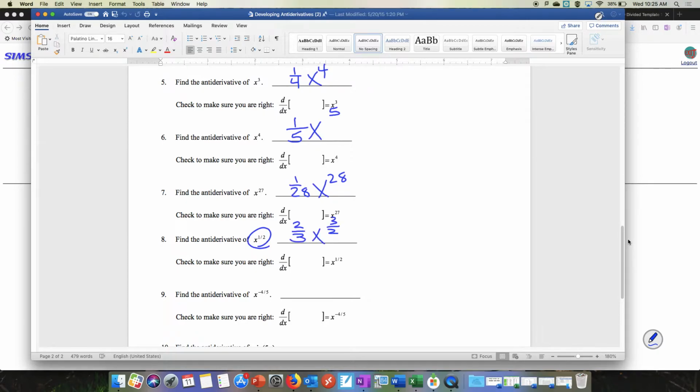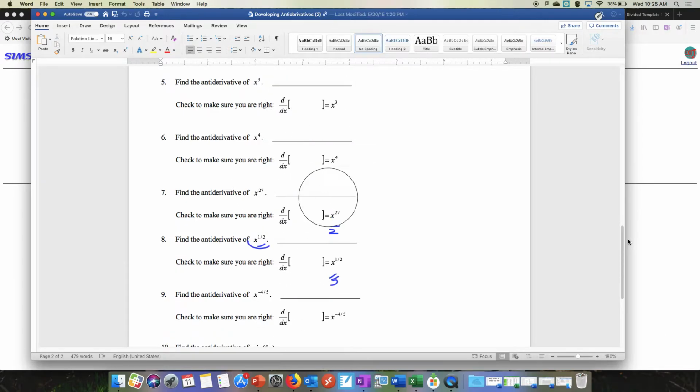Yes. Okay. The antiderivative of x to the negative 4/5. Julia? 5x to the 1/5. Okay. Good. Are you seeing a pattern with our power rule? Yes.